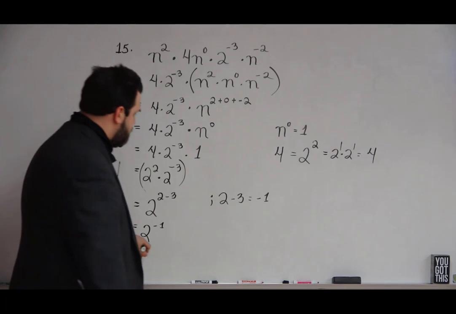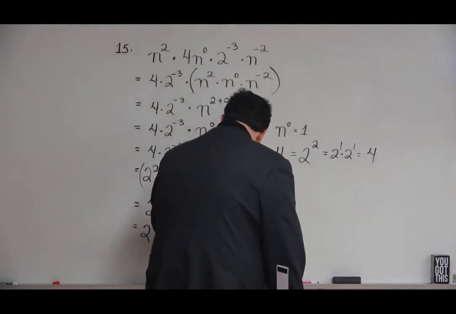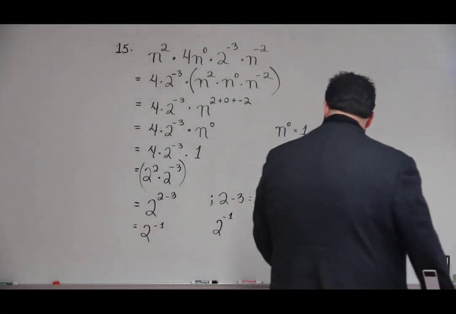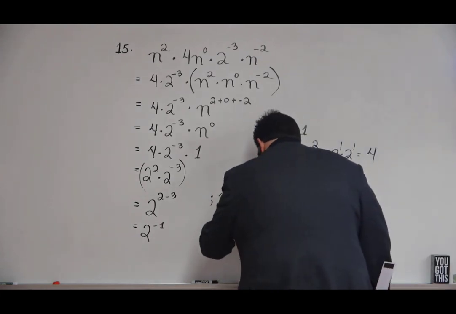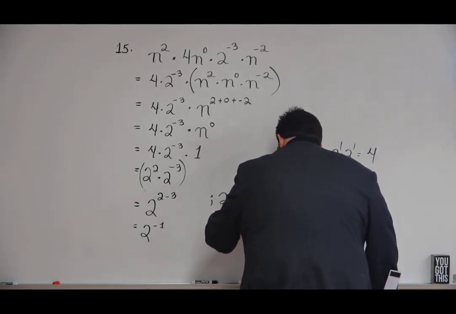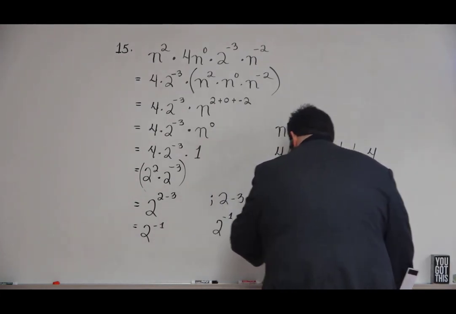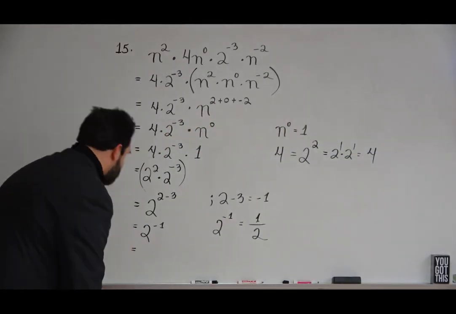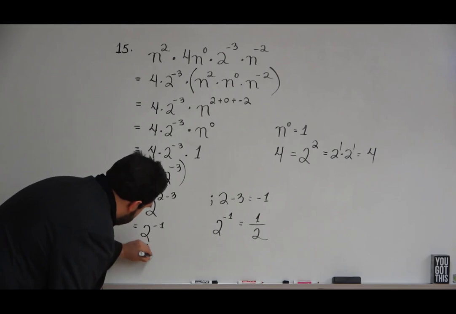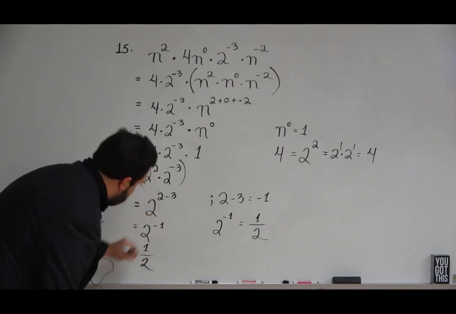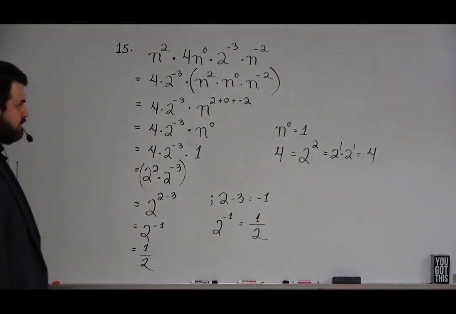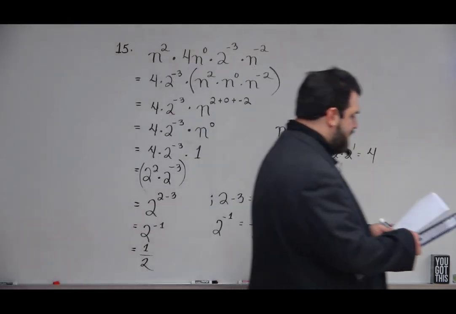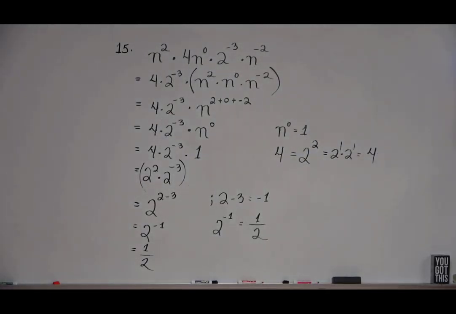Well, remember, okay, you've got 2 raised to the power of negative 1. The negative exponent rule says that's 1 over 2. Well, guess what? That's the answer. The answer is 1 over 2. So final answer to number 15 is 1/2.